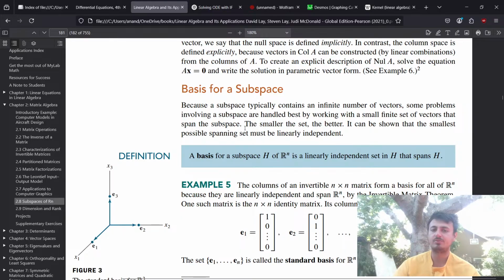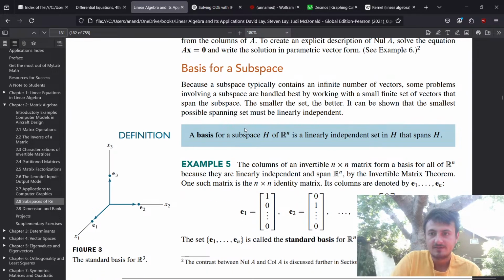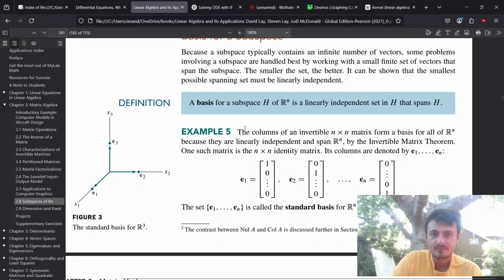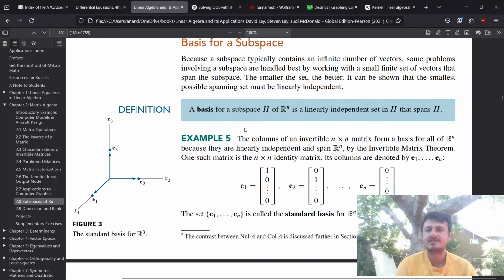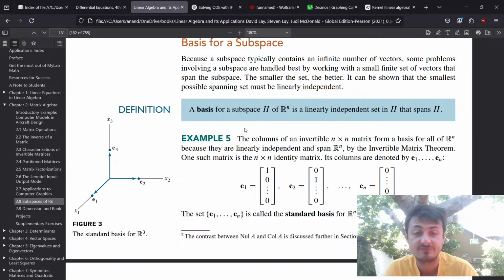Okay, here we go. This is an important definition as well. The definition of basis. A subspace typically contains an infinite number of vectors. Some problems involving a subspace are handled best by working with a small finite set of vectors that span the subspace. The smaller the set, the better. It can be shown that the smallest possible spanning set must be linearly independent.